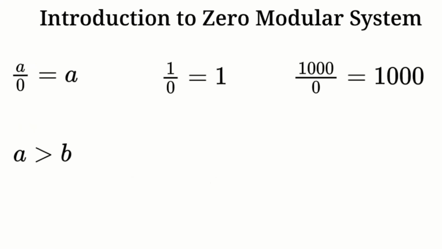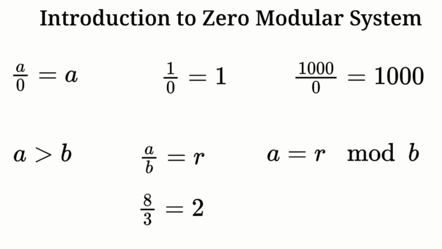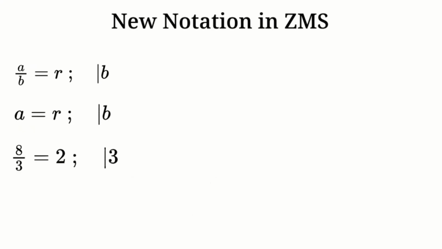Second, if one number is greater than another, then dividing them gives you the remainder. For example, 8 over 3 equals 2, because 8 leaves a remainder of 2 when divided by 3. In ZMS, we care more about the remainder than the quotient. Introducing new notation, ZMS comes with its own special notation to describe these modular relationships. If you divide a over b and get a remainder, we write it as a over b equals r mod b. For example, 8 over 3 equals 2 mod 3. This means 8 leaves a remainder of 2 when divided by 3.